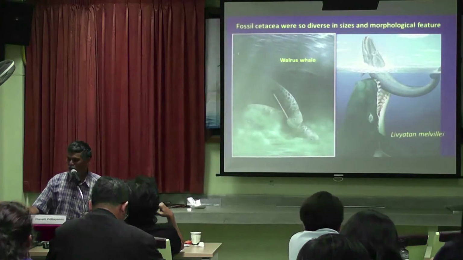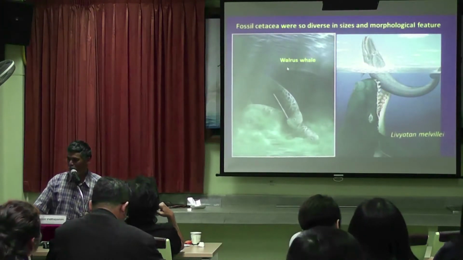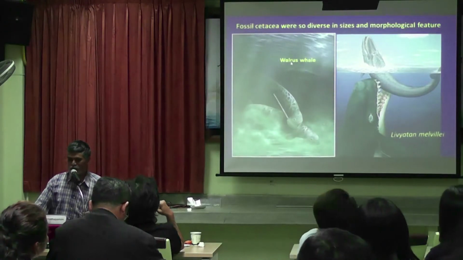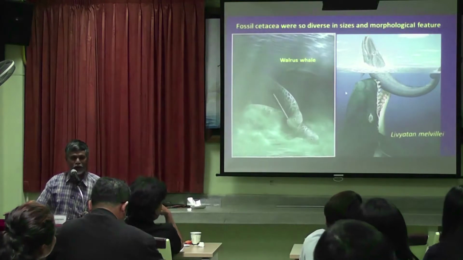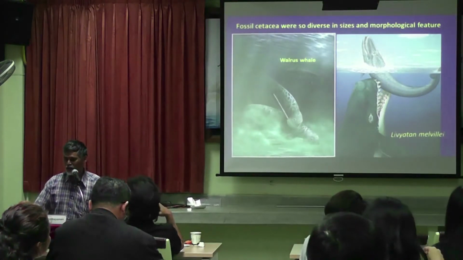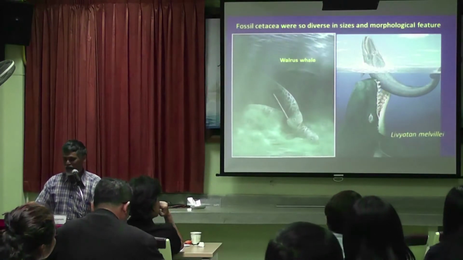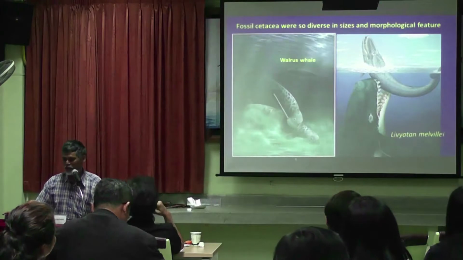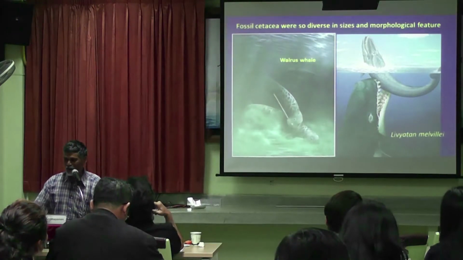Not so long ago, in the Cenozoic, around 30 million to 10 million years ago, there was a great diversity of whale and dolphin types. The fossil cetacea were so diverse. Some species looked like walrus or narwhal, and they fed the same as the walrus do. They fed on benthic organisms, and they used a dorsal appendix or dorsal teeth like a walrus.